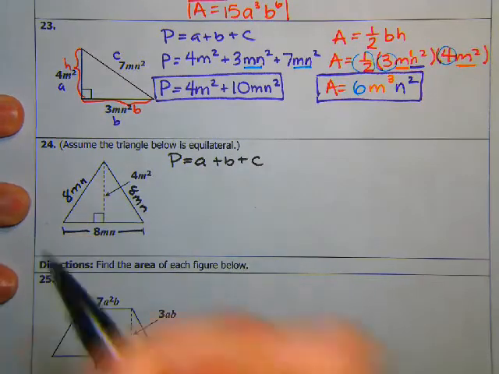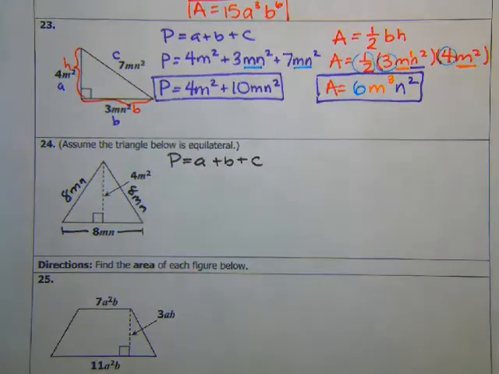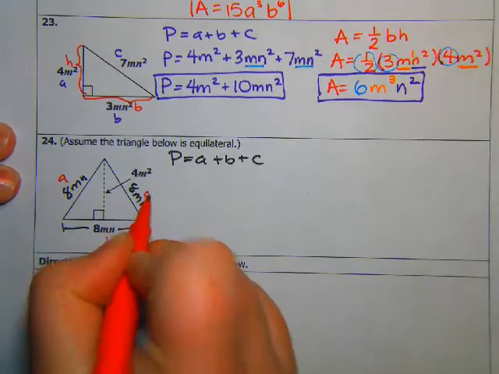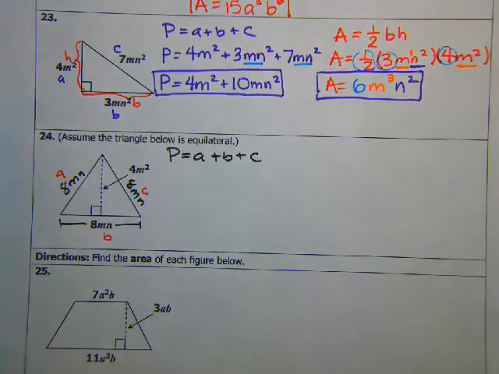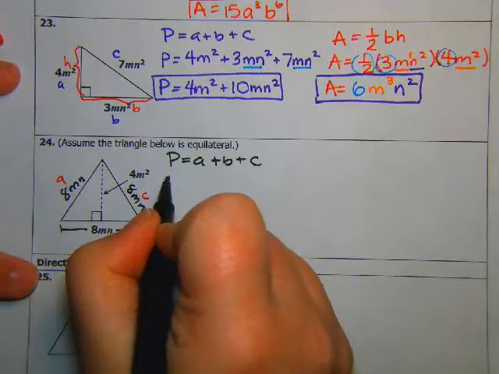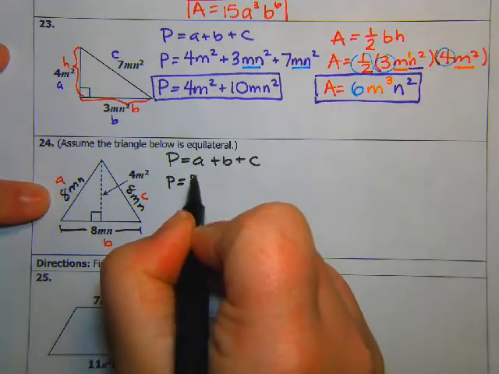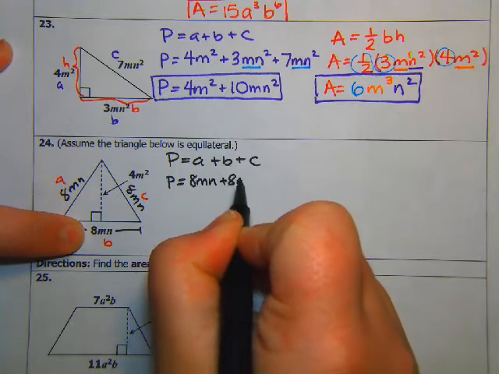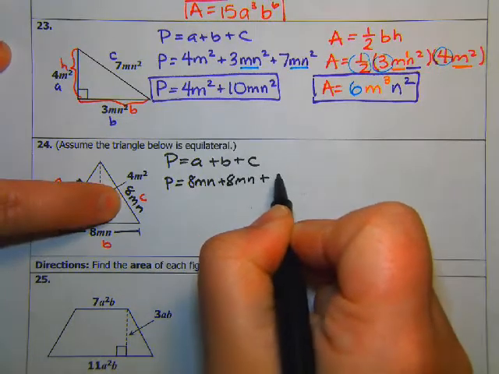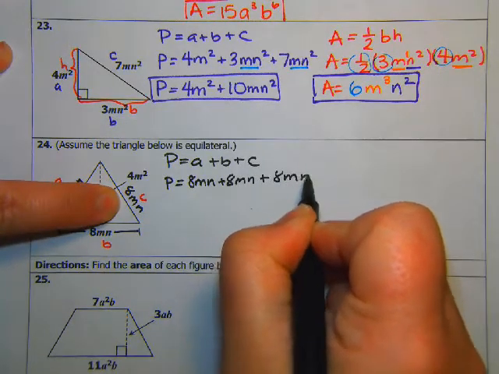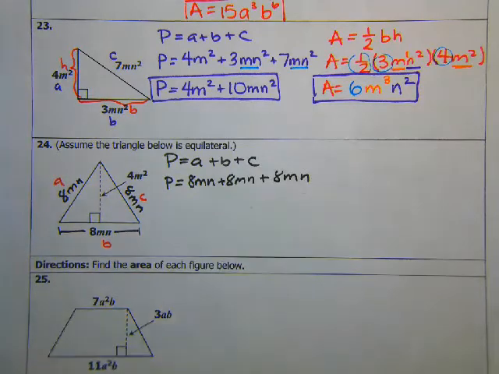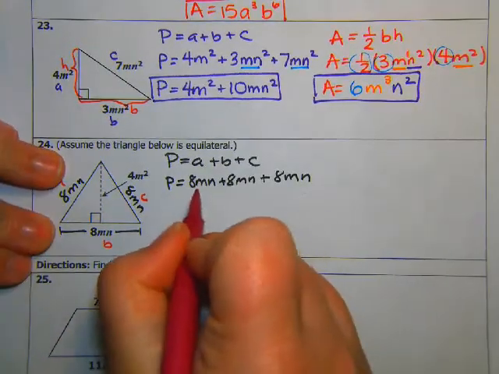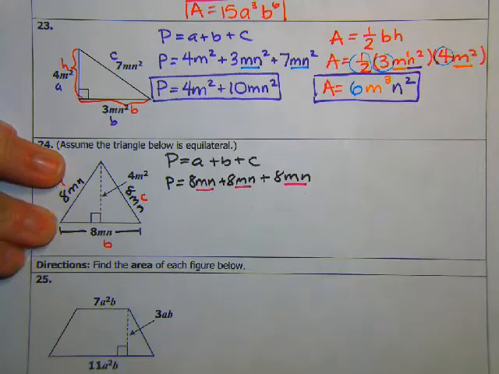So if this full length here is 8mn, that means this one is 8mn, and this one is 8mn. And again, it doesn't matter what we name A, B, and C, so I'm just going to label them A, B, and C, and we'll add them up. So P is equal to A, which is 8mn, plus B, which is 8mn, plus C, which is 8mn. Hopefully you know, because it's the same thing 3 times, they better be like terms, because this is going to be the same every time.